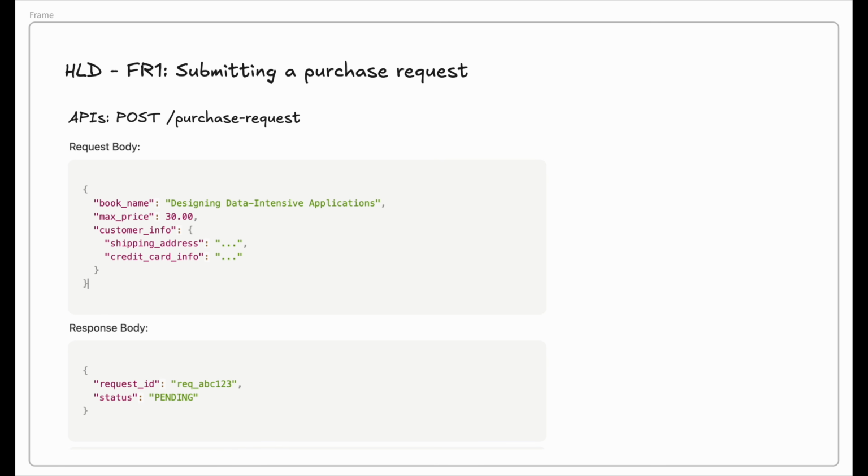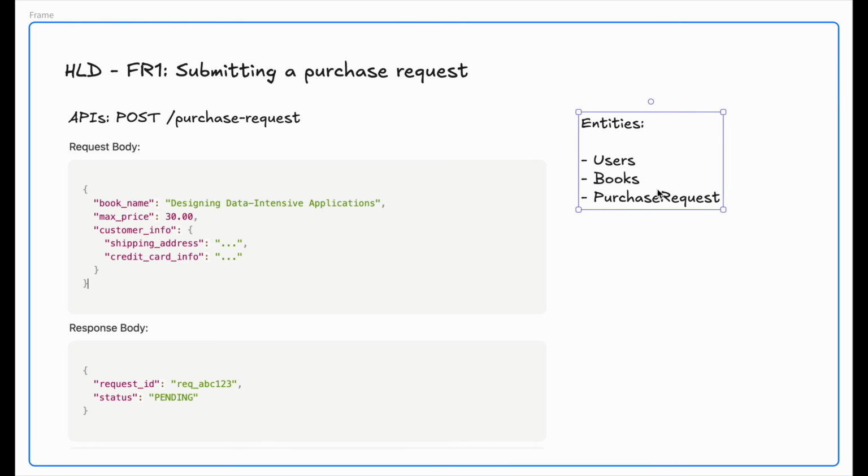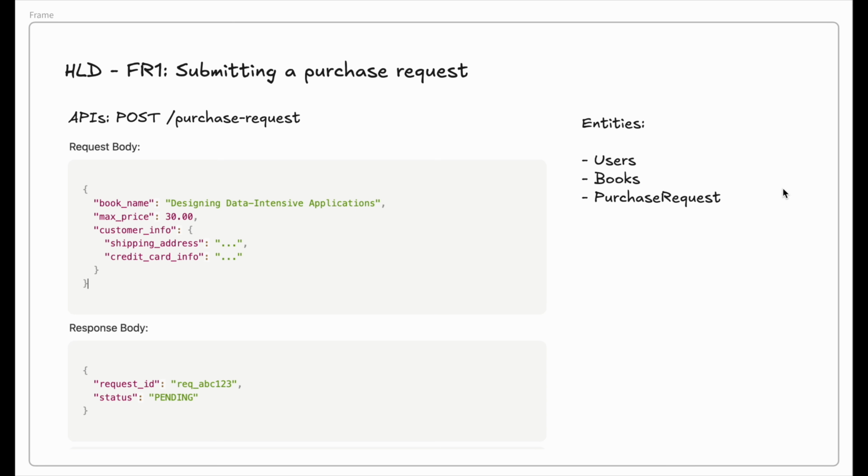Now let's look at the entities involved. First, we have the user, the end customer making the request. Second, the book, treated as a unique identifier like an ISBN or title. And finally, the purchase request. This is the heart of the flow. It tracks the book, the user's price cap, and the current resolution status, whether we found a match, made a purchase, or not. Together, these three entities are all we need to get started.